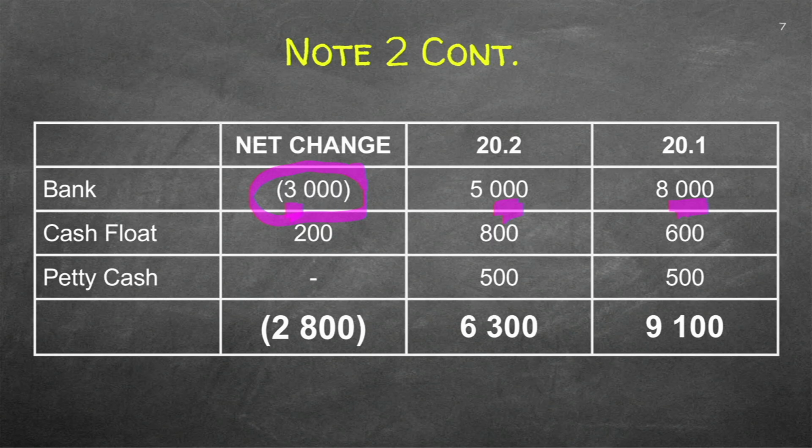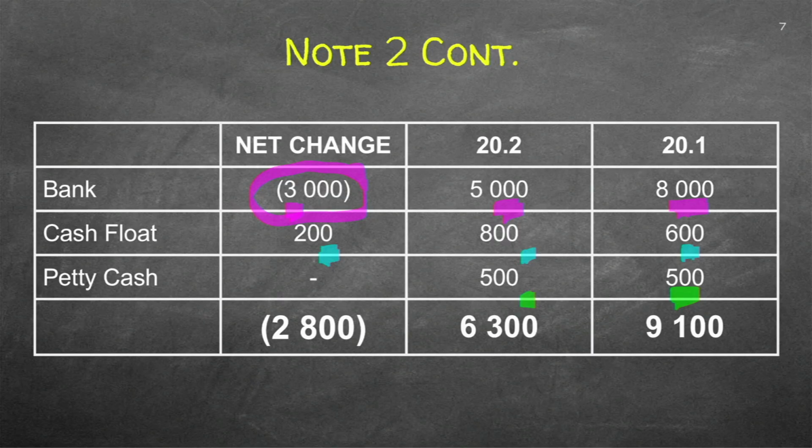Let's look at our cash float. Our cash float was 600 at the beginning of the year, 800 at the end of the year. Therefore, there's been an increase of 200 Rand. And again, my petty cash has remained the same. It was 500 at the beginning of the year, 500 at the end of the year.